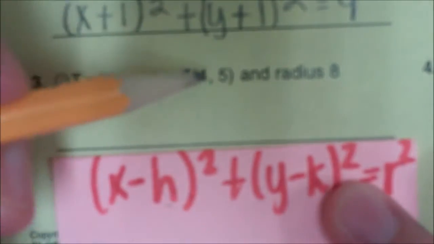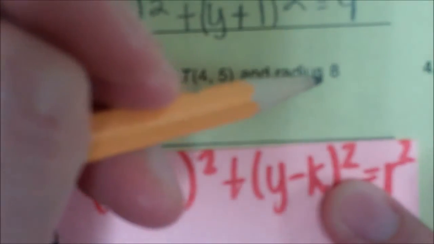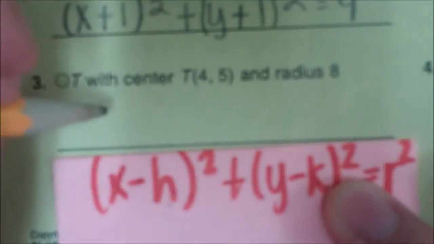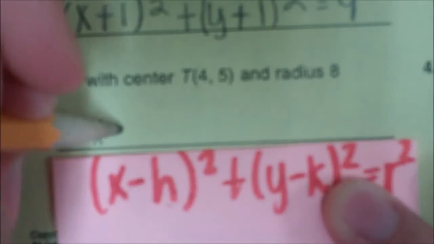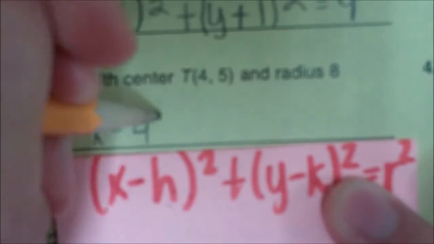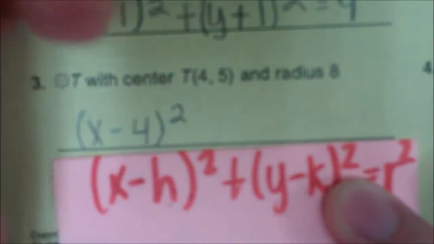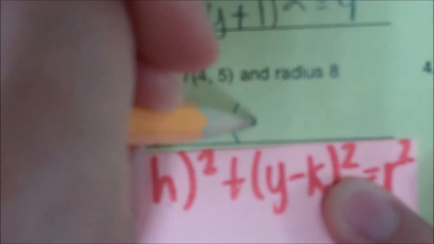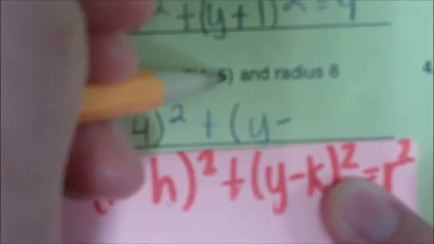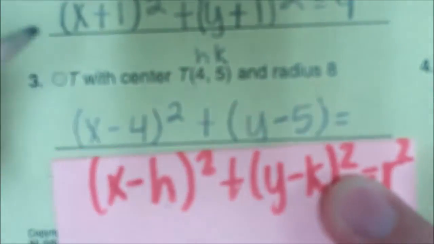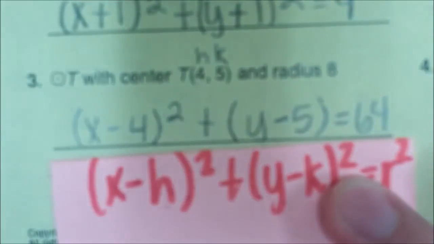Then we have this problem down here. They give us the center and they give us the radius. So what we're going to do is plug it into the equation. x minus 4, square that, plus y minus our k coordinate, 5, is going to equal the radius squared. So in this case, 8 times 8, which is 64.